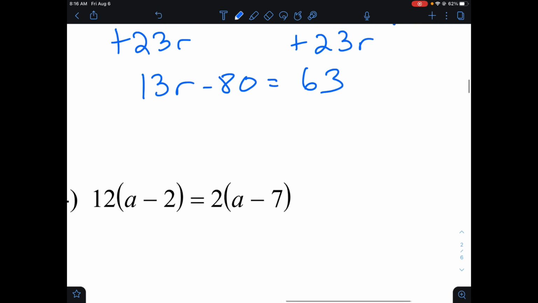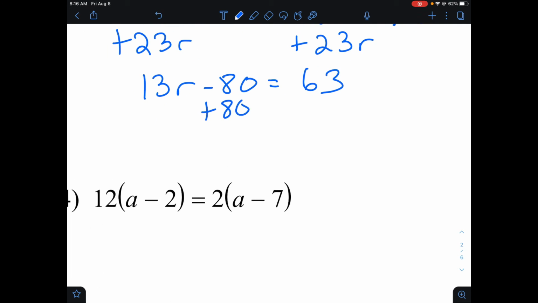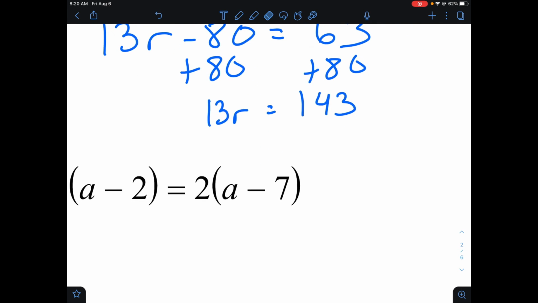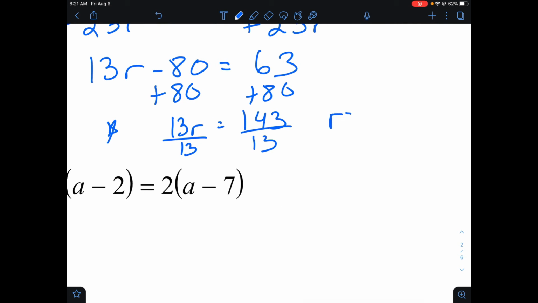And then I'm going to go ahead and bring my 80 over, which is going to give me 143. Now question, what is my next step here? What am I going to do to finish solving? I'm going to go ahead and divide both sides by 13, which is going to give me 11.